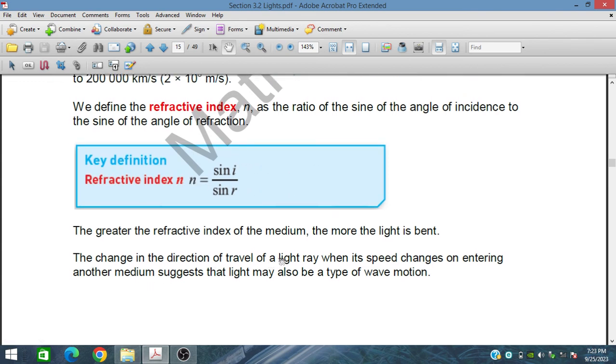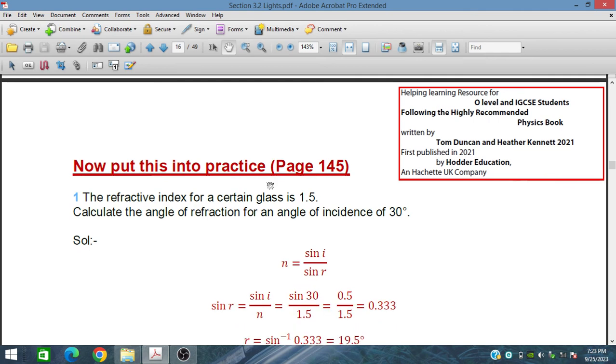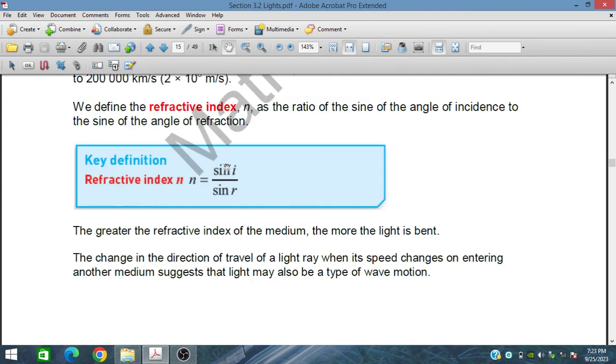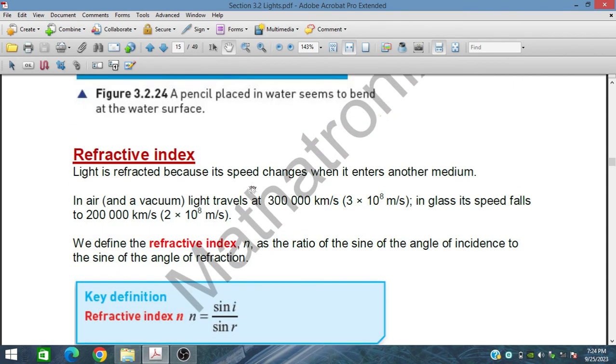The change in the direction of travel of light when its speed changes on entering another medium suggests that light may also be a type of wave motion. So the refraction phenomenon, with its change of speed, also suggests that light has a wave motion. In the next session we will learn some numericals or practice questions on refraction or refractive index.